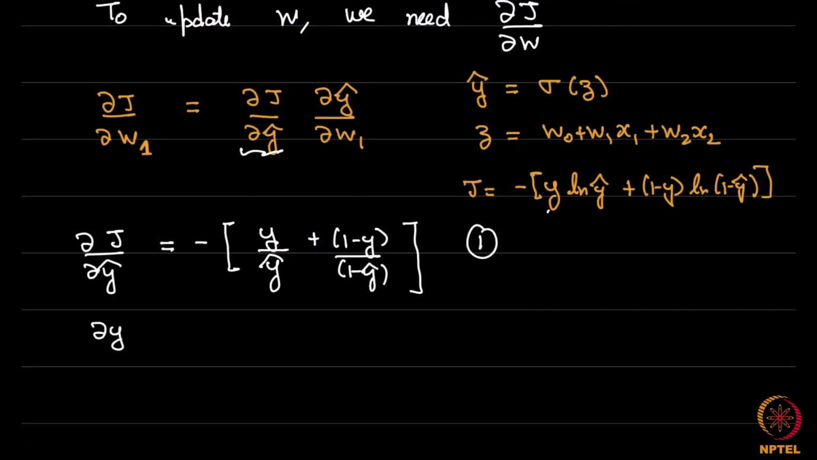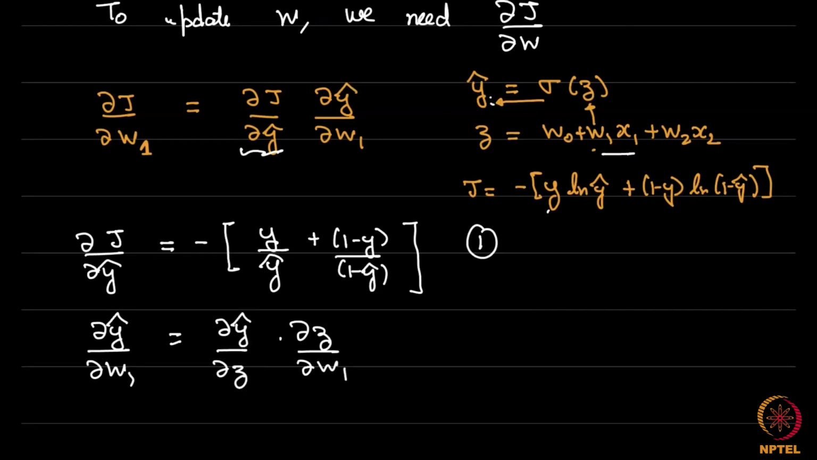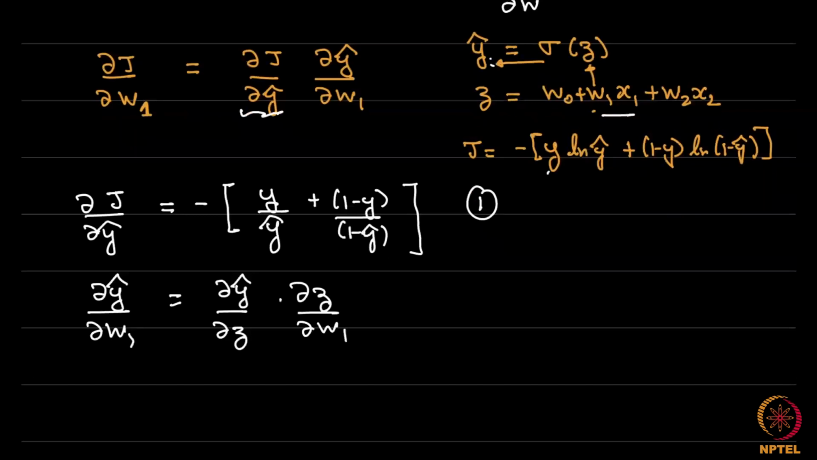Next, we want del y hat by del w1. But y hat doesn't directly depend on w1. Okay, so you see a chain. First, w1 affects z and z affects y hat. Okay, I'll show this process very clearly in the next week's video. But for now, just remember this. So instead of calculating this directly, we say del y hat del w1 is del y hat del z into del z del w1. Okay. Now, del z del w1 is straightforward. Okay. So del z del w1 is simply x1. So this term is x1. I'll leave this as equation 2.